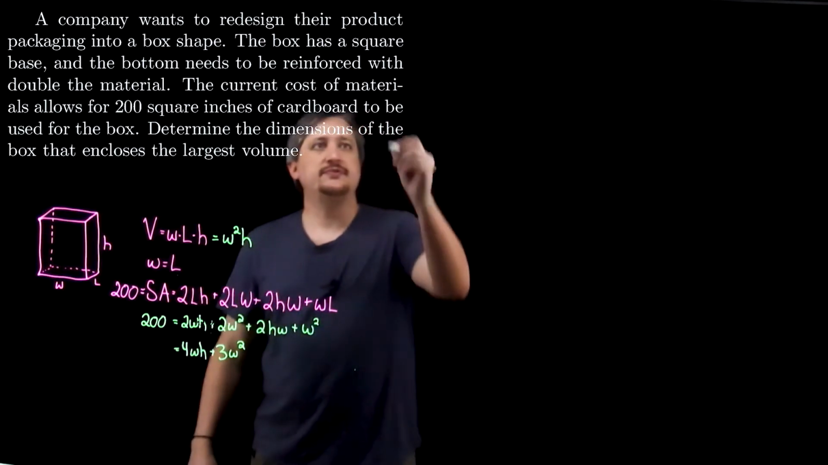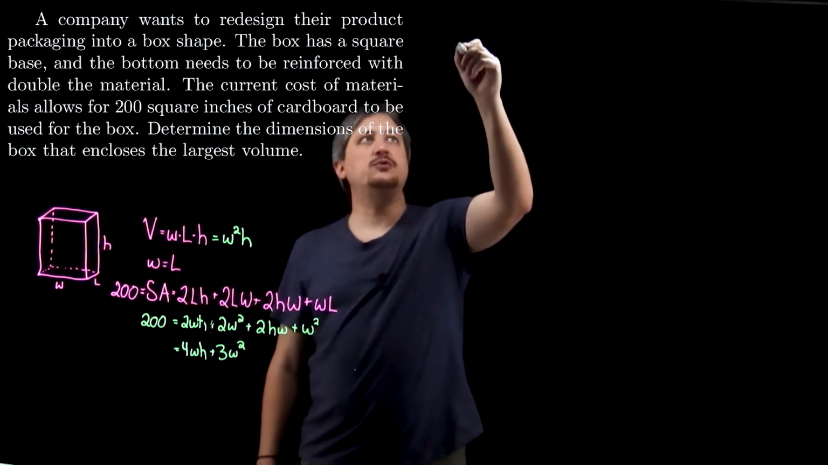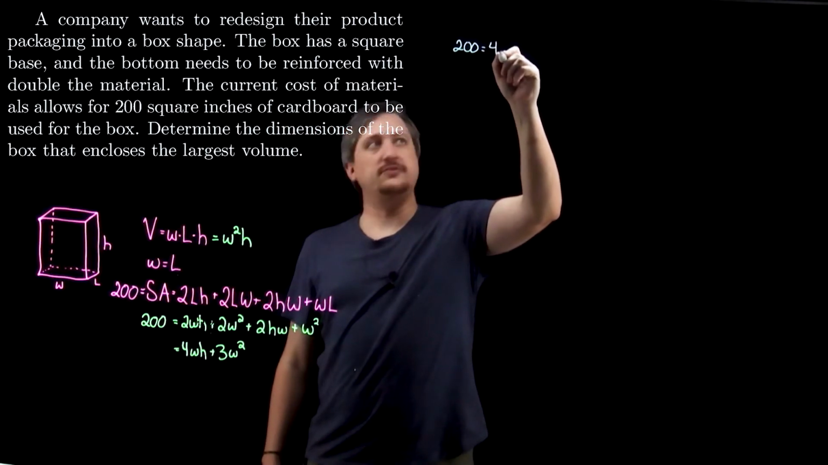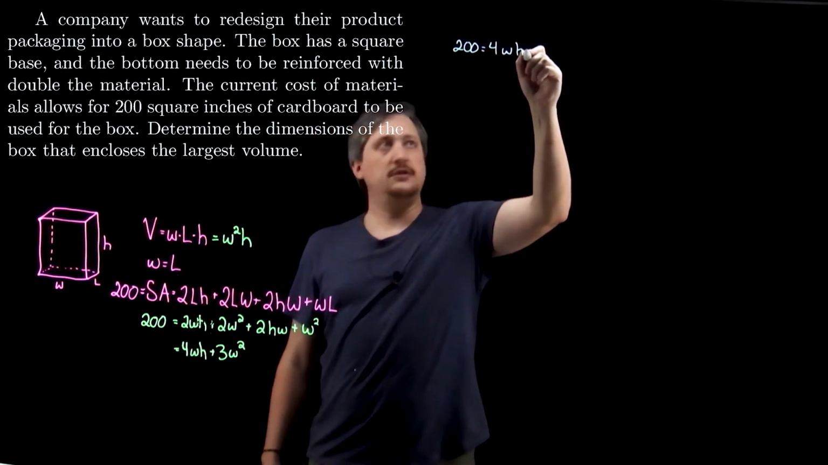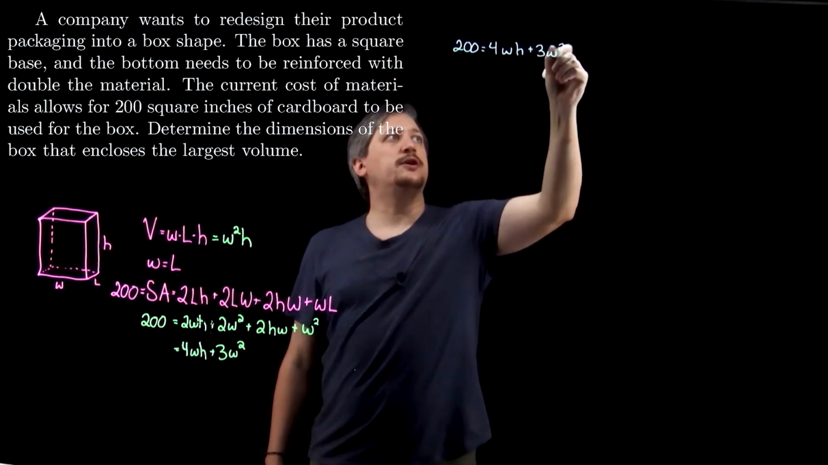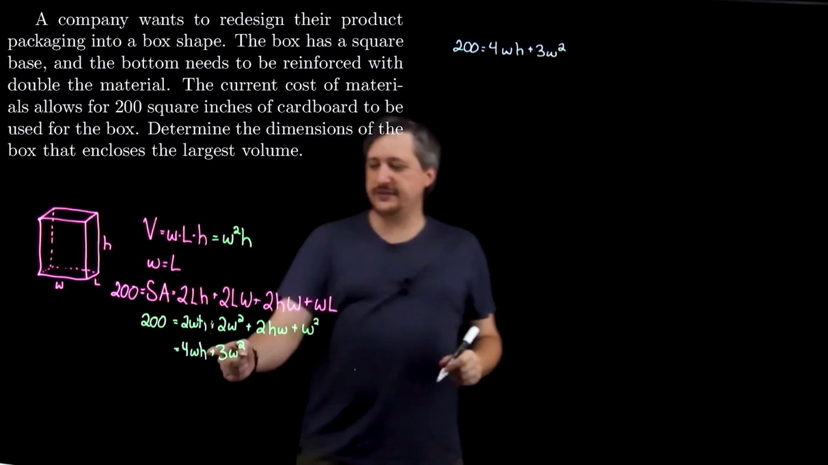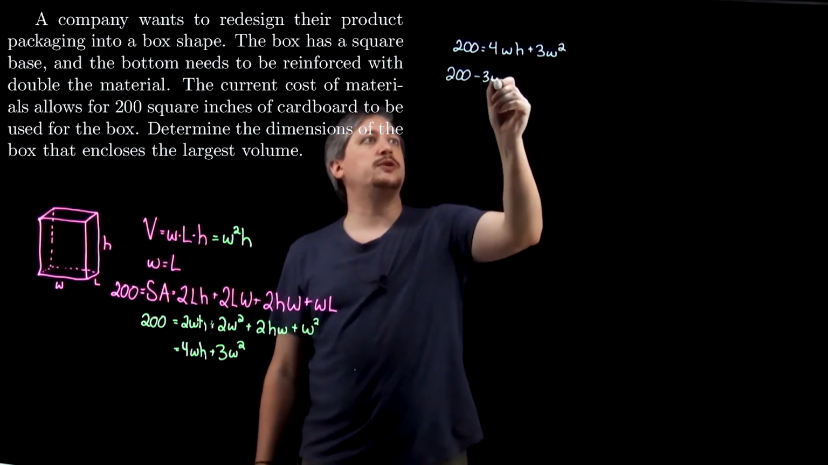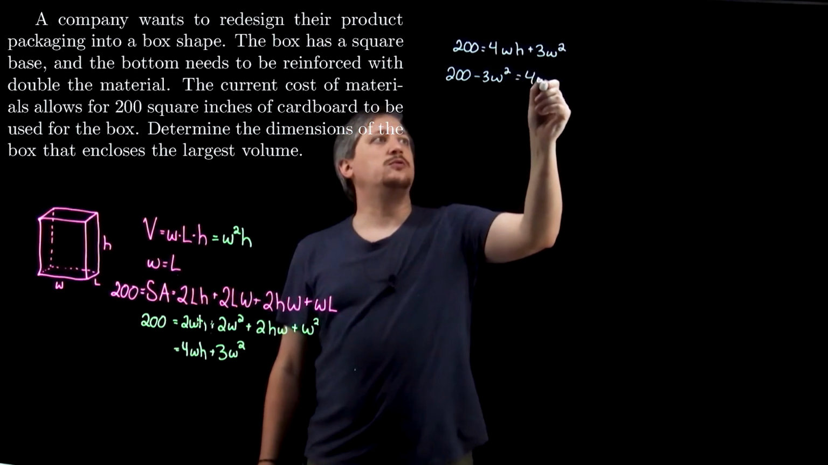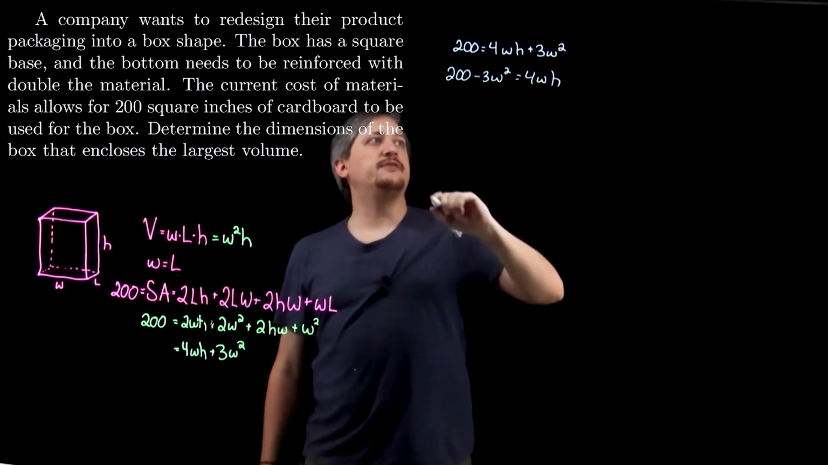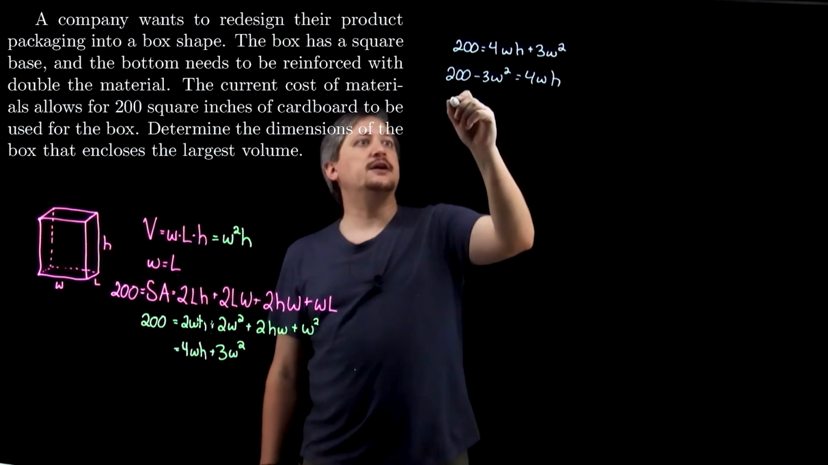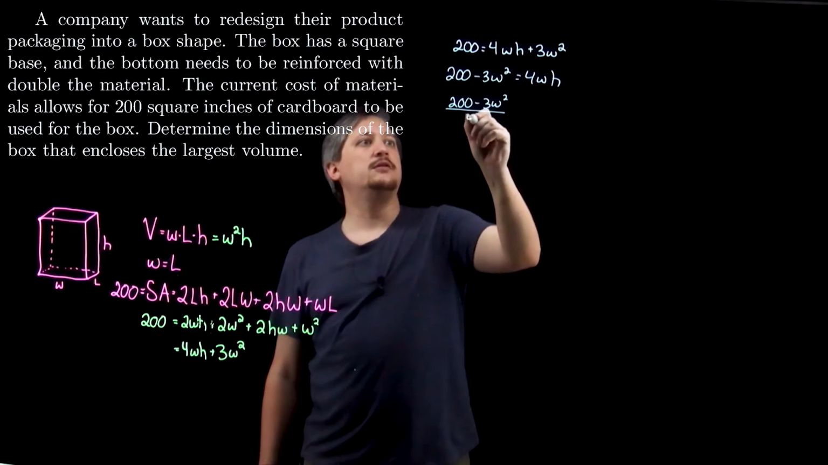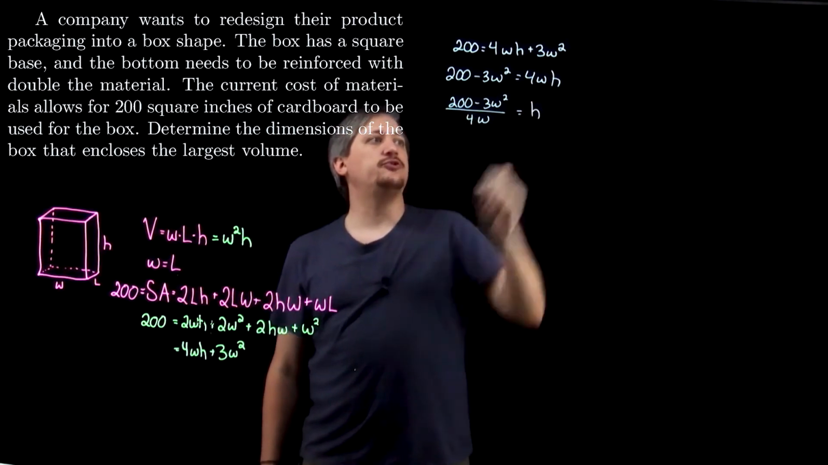so I'm going to do that. So I'm going to start with, let's say, 200 equals 4 times width times height plus 3 width squared. Okay. So I want to isolate height, so I'm going to move my width part over. So I have 200 minus 3 width squared equals 4 width height, and then divide both sides by 4 width, 4w. So I'm going to have 200 minus 3w squared over 4w equals h.